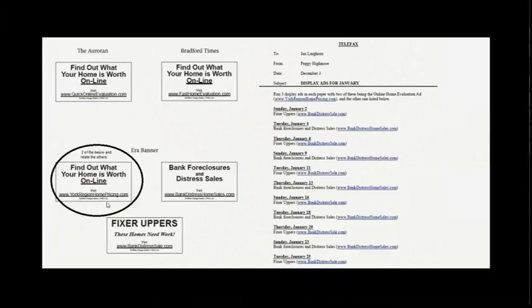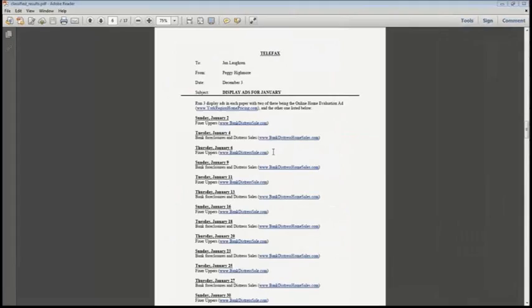So the online home evaluation display ad worked so well, I wanted it to run twice in every paper. So 3 ads would run. Let me just be clear on this so everybody gets this. 3 ads would run. 2 of them would be this guy. Okay, 2 of them would be this. And then I'd rotate the others. Okay, so I'd rotate either this one or this one.